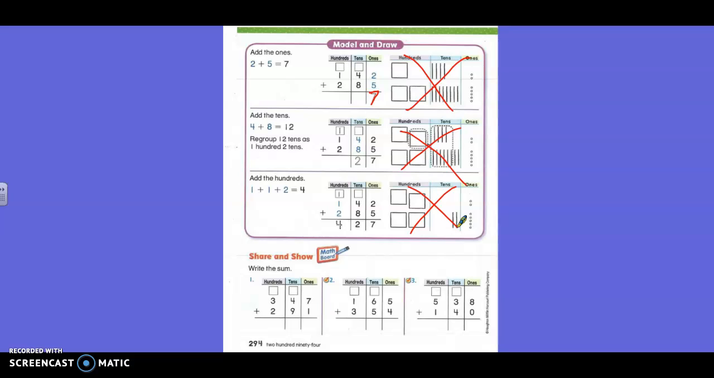8 plus 4 is what? 8 plus 4, Isaac? 12. Okay, so this is just like how you do the ones. If the number is 12, you're going to put 2 on the bottom, and you're going to add a 1 to the hundreds place this time, not to the tens. You're going to add it to the hundreds, okay?